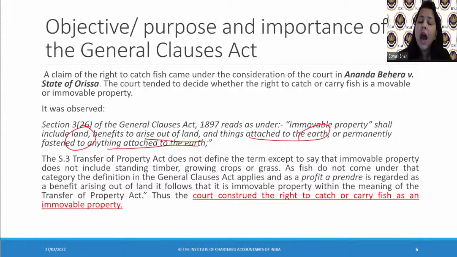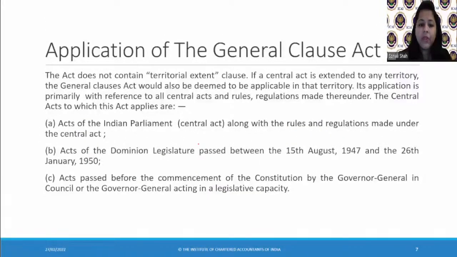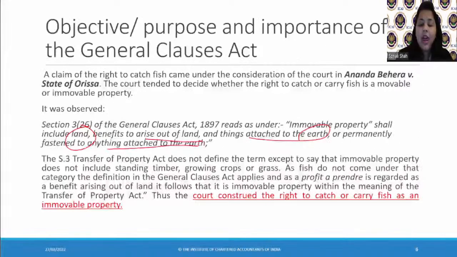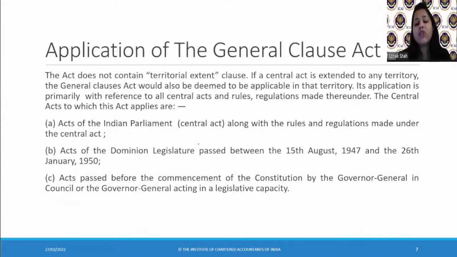Okay. So how the General Clauses Act comes to the rescue while interpreting laws, is that clear to all of you? Okay. Now, coming to the application of the General Clauses Act. Generally, you will see a lot of acts have a territorial extent provision. Earlier we used to see that a particular act is applicable to the entire India except the state of Jammu and Kashmir. You get to see such things, right?